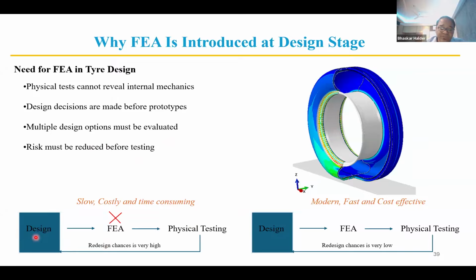So suppose previously there was no FEA, so it was a slow, costly, and time-consuming process. And now if I introduce FEA, the designing is modern, fast, and cost effective, because there is no cost involved for testing. I can do n numbers of DOE with the FEA simulation, so there is no cost involved in doing the different variations or different DOE of the tires.